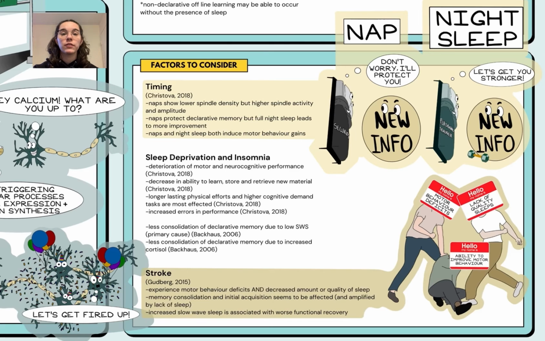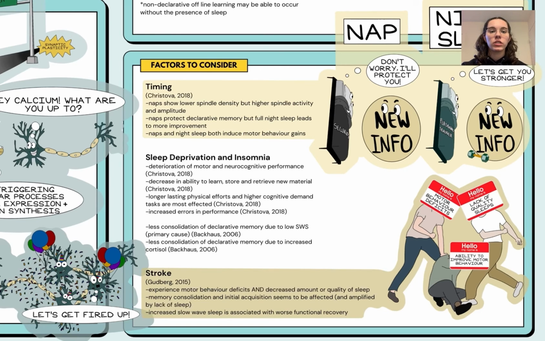Although both have different physiological characteristics, they have been shown to both induce motor behavior gains in complicated and simple tasks. Another consideration is insomnia and sleep deprivation. Sleep deprivation causes deterioration of motor and neurocognitive performance with a decreased capacity to learn, store, and retrieve material. This is affected by many aspects, but a few that are believed to influence it is a change in neurotransmitter release, increased cortical excitability, and reduced protein synthesis required for synaptic plasticity.